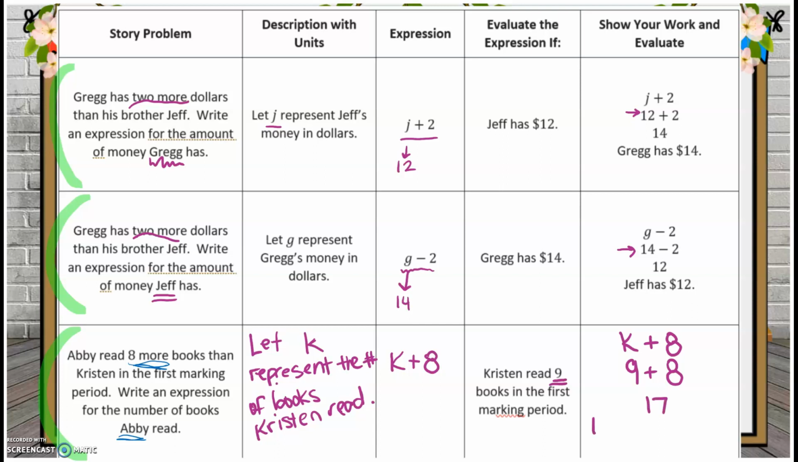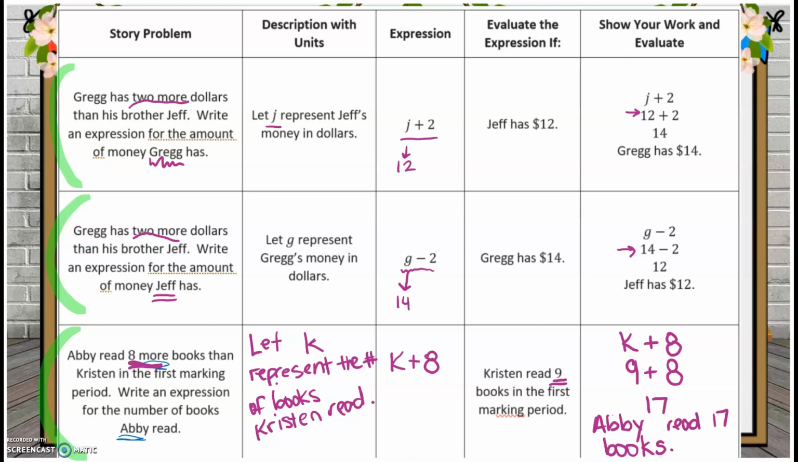So my sentence would be, Kristen read 17. Oh, not Kristen, I'm sorry. Abby read 17 books. Kristen read 9 books, and Abby read 17 books, which is 8 more than Kristen.